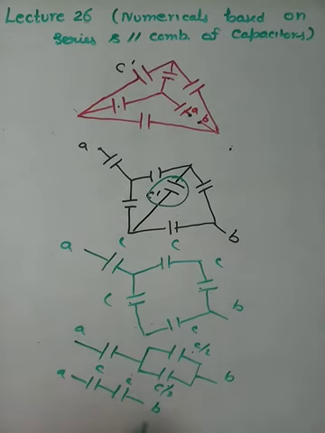In this way you can proceed with questions which are based on the Wheatstone bridge. You try more questions and you have to find out this bridge. The condition is that the ratio C1 by C2 equals C3 by C4. Then you can neglect the capacitor which is at the bridge.